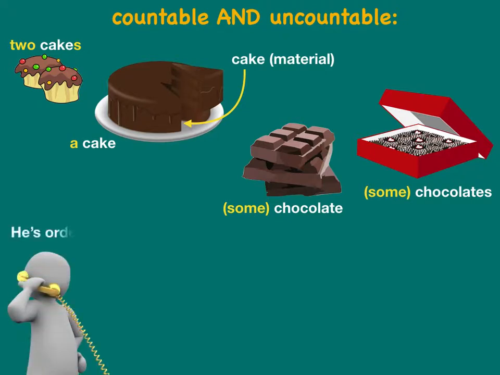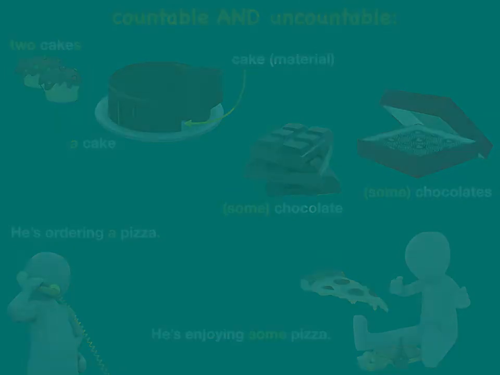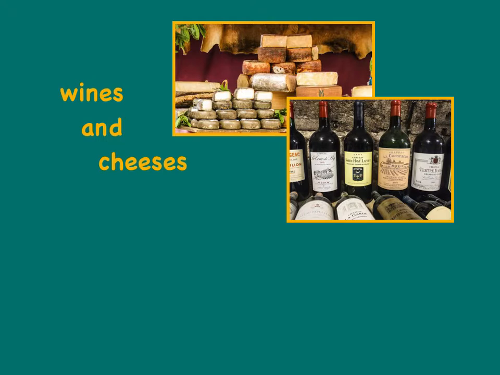Here's a guy calling for a pizza, or maybe 2 or 3 pizzas. Pizzas also are countable until you cut and eat them. Earlier, we learned that wine and cheese are uncountable. But if we want to talk about particular types of wines and cheeses, then they can be countable. You may go to a shop and say, they have a large selection of wines.